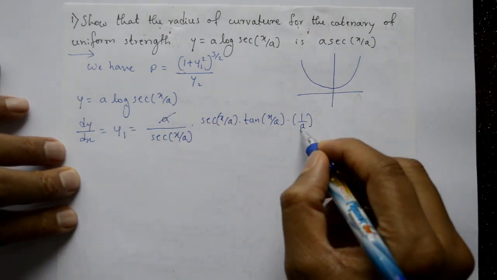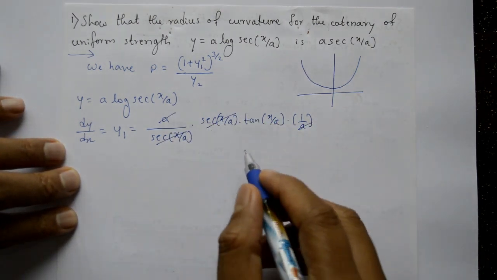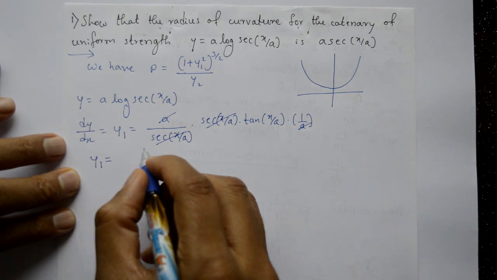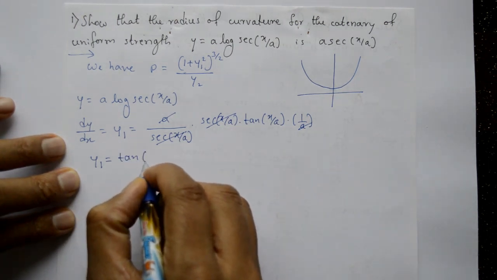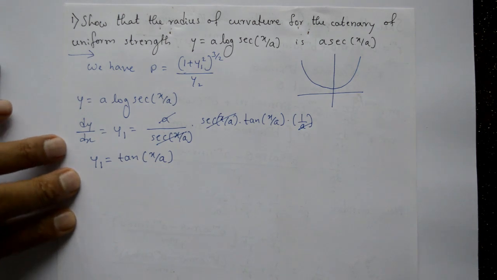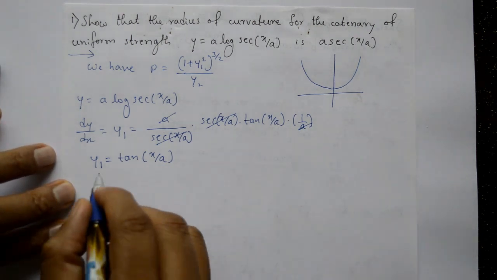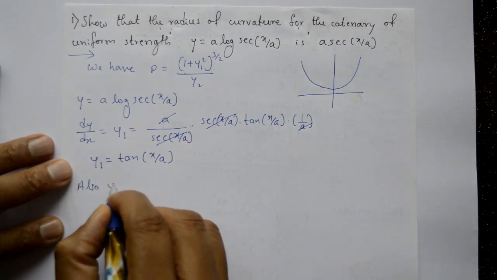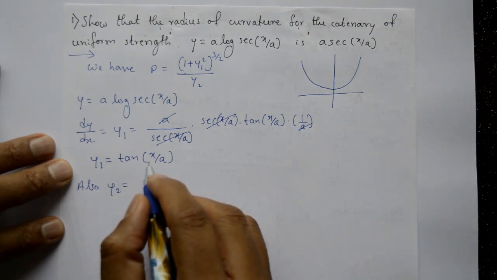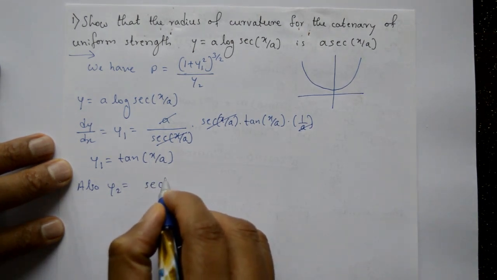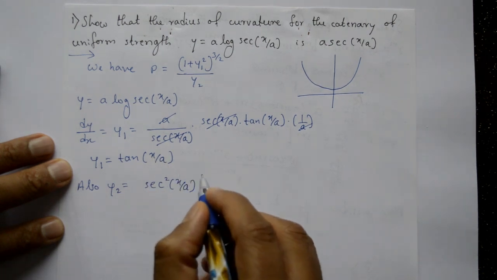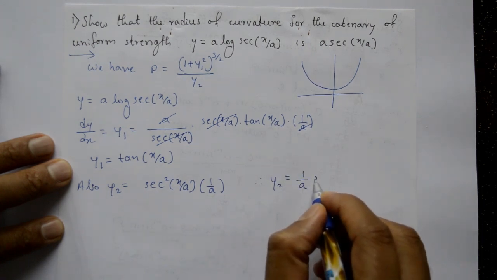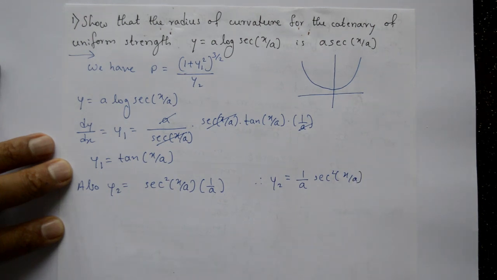Now a cancels, secant(x/a) cancels, and y1 is equal to only tan(x/a). This is y1. Next we require y2. Differentiate y1 with respect to x. So y2 is the differentiation of tan, which is secant squared(x/a), and differentiating x/a gives 1/a. Therefore y2 = (1/a) secant squared(x/a).